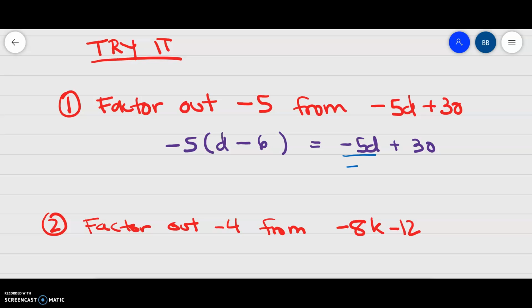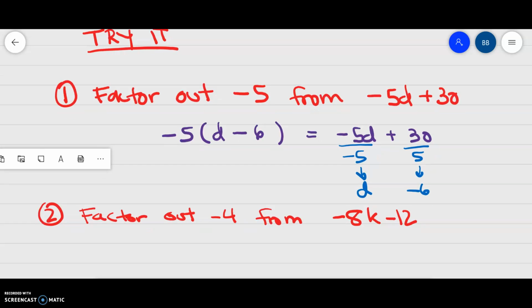The other way you could do this is, say, since we're factoring out negative 5, I'm just going to divide this first term by negative 5. Well, negative 5d divided by negative 5 just leaves us with a d, because negative 5 divided by negative 5 is 1, so it's really 1d. And then 30 divided by negative 5 leaves us with a negative 6.